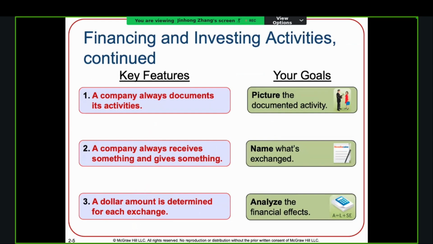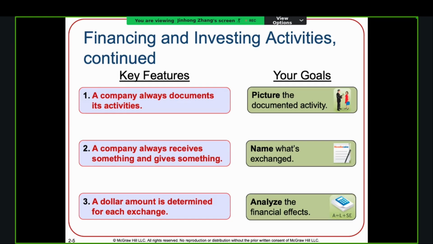Financing and investing activity. A company always documents its activity. So every transaction is about receiving something and giving something, and you need to learn to call it. For example, you buy a camera. You receive a camera. You put it on the asset side, a camera, your equipment, right? And then if you pay by cash, your cash is reduced by the same amount, right?